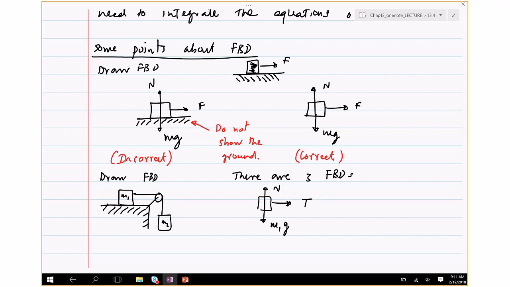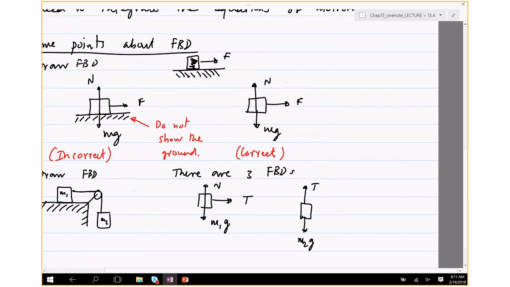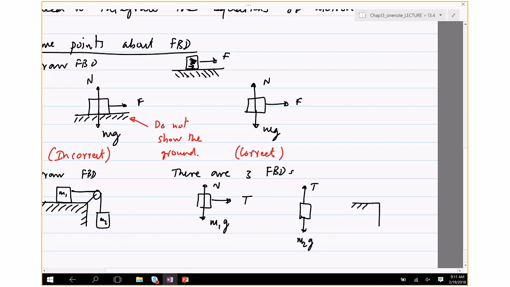So when I show the normal force, I'm not allowed to show the ground because the effect of that is replaced with the normal force. For M2, it will be this. And if you want to draw the combined free body diagram, so this is a free body diagram of M1, M2, and the pulley is massless.